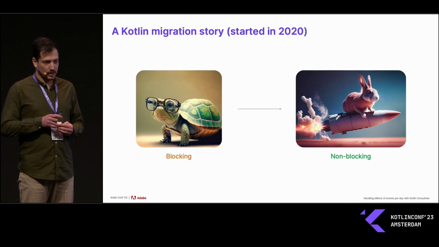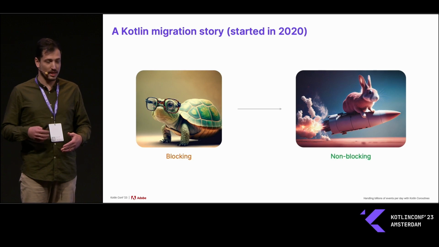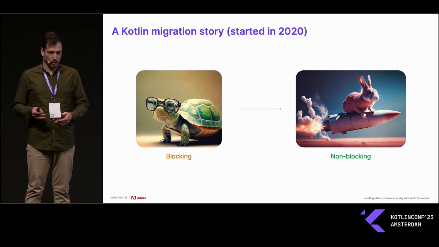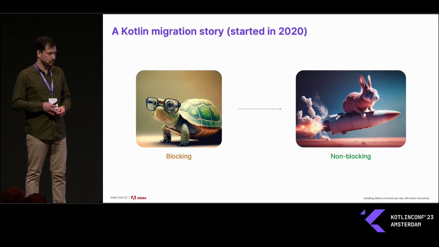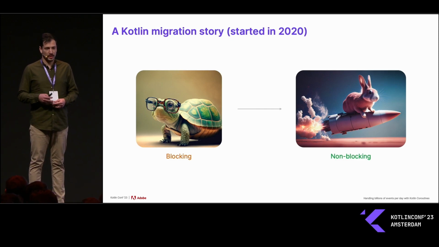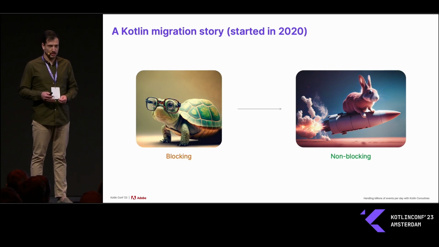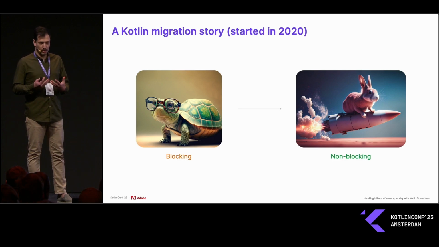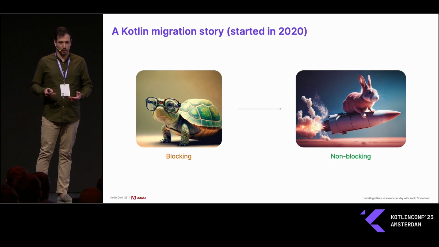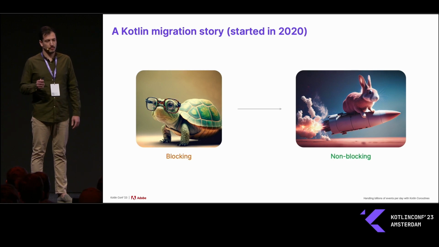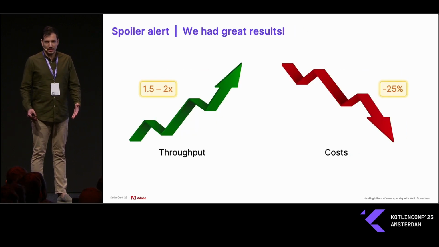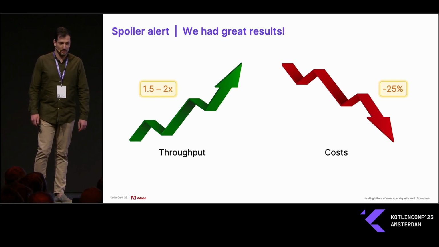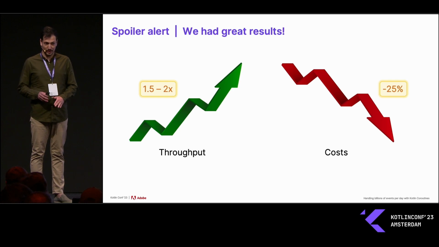And in 2020, we decided to migrate one of our main applications, which is handling billions of events per day, from a blocking to a non-blocking model using Kotlin and its coroutines. The main goal was to increase the throughput while decreasing the costs, and of course, in the process, to also prove that Kotlin and its asynchronicity approach scales for large enterprise applications. To give you a sneak peek, we were able to almost double our throughput while obtaining a cost decrease of 25%. So stay with us to find out how we did it.